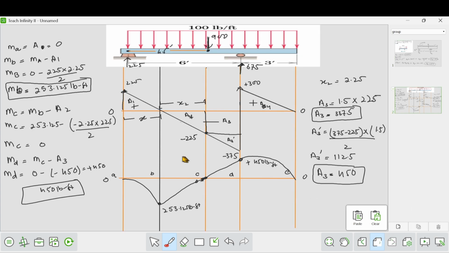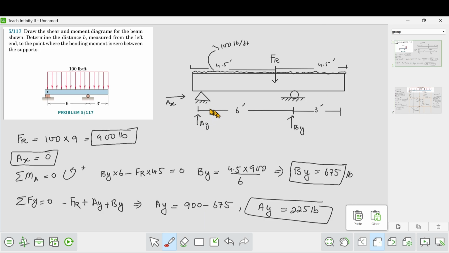Now we will find the shear force and draw the shear force diagram. This is very easy for us, finding the shear force at point A, at mid, at this spot which is 4.5, at this point which is support B, and this point. So we have to find the shear forces at those points. At point A, the shear force is only this AY reaction force. So AY is equal to 225.